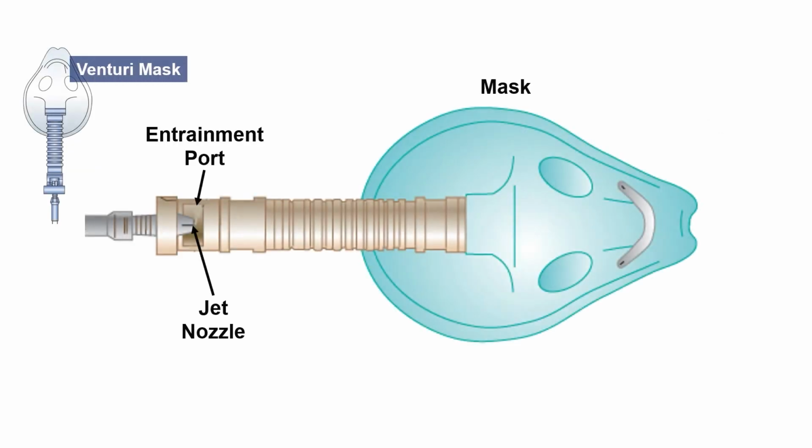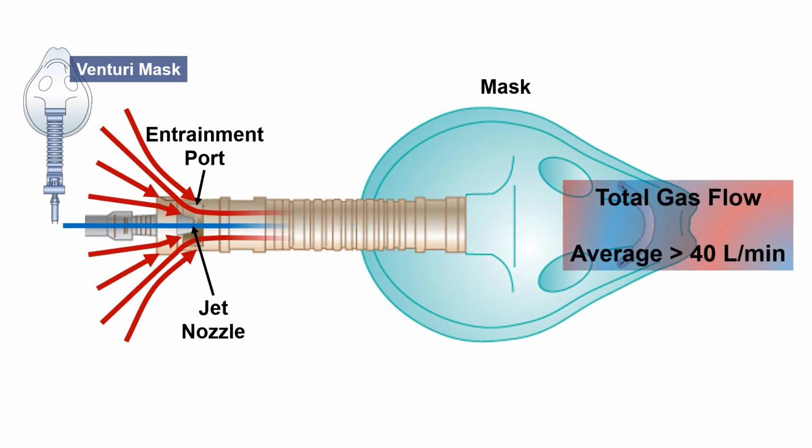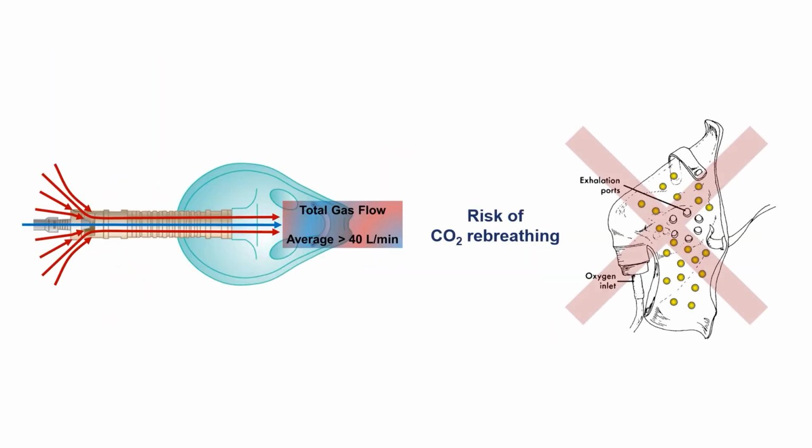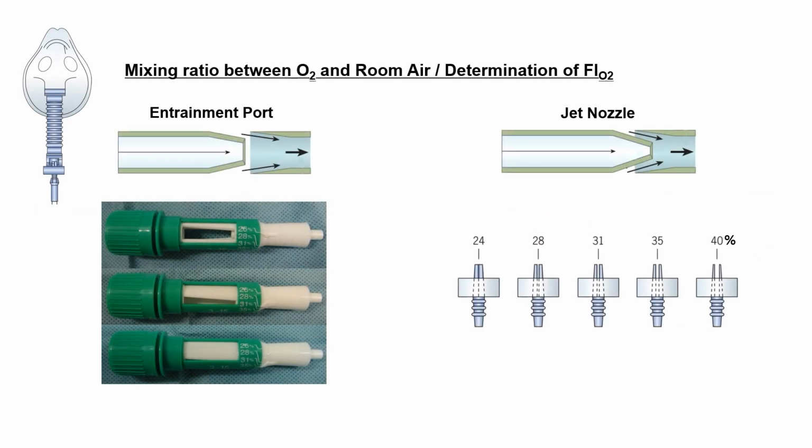Venturi Mask is a device composed of a jet nozzle, entrainment ports, and a mask, and is designed to work based on these principles. It typically provides a total gas flow of over 40 liters per minute. This eliminates the risk of CO2 rebreathing that can occur with a simple oxygen mask. The FiO2 is determined by adjusting the mixing ratio of the supplied oxygen and room air, which can be done by changing the size of the entrainment ports, or replacing the nozzle with a different size.